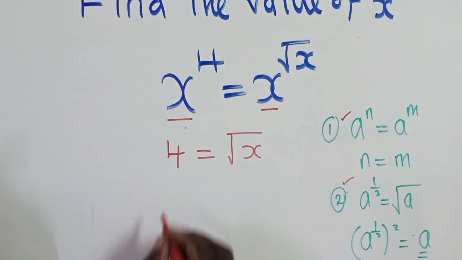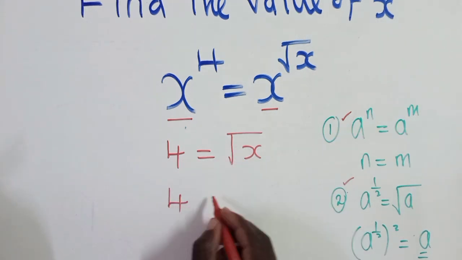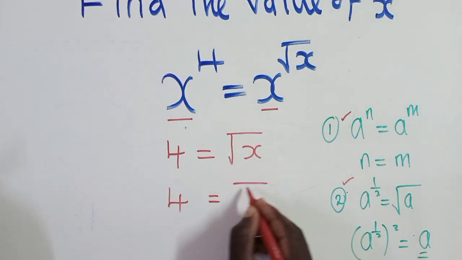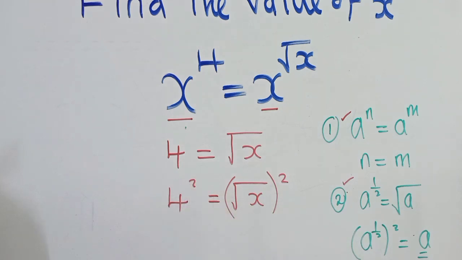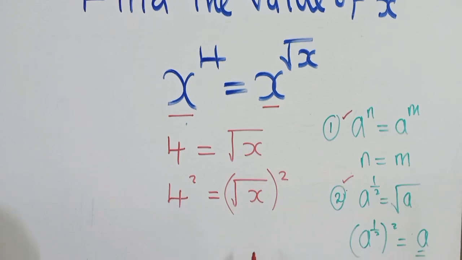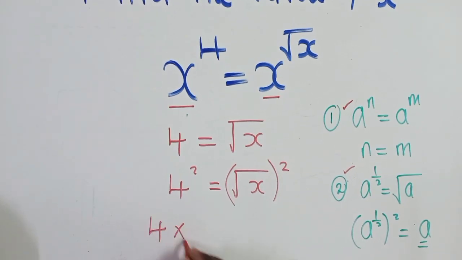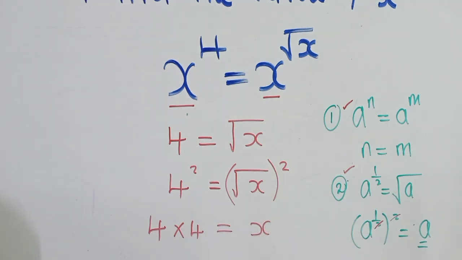Okay? So we know that when you have a root, to get rid of the root, we need to apply a power 2. So even this side, power 2. So what is it that this power 2 is going to do? This side, we shall have 4 times 4, which is equal to x. Remember here we said if you apply a power 2, these 2 and 2 will cancel, we just remain with a. Okay, so this is the same thing which has happened here. We are remaining with x.